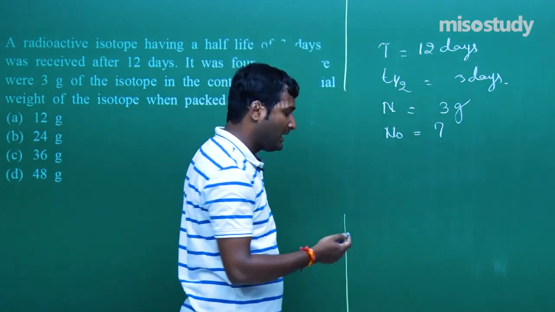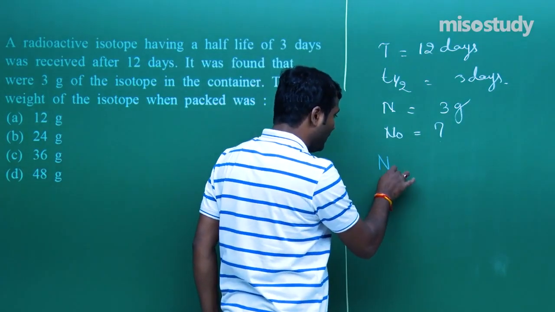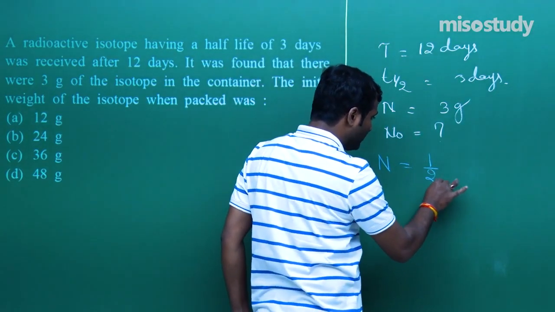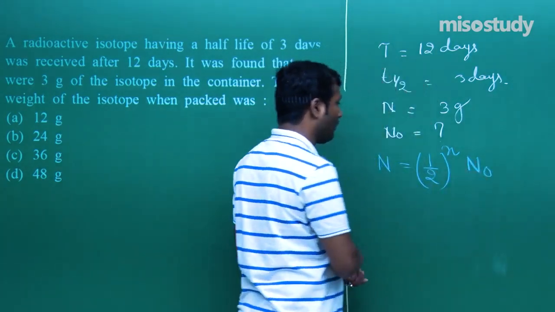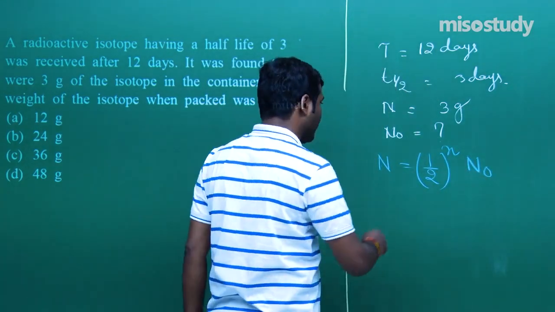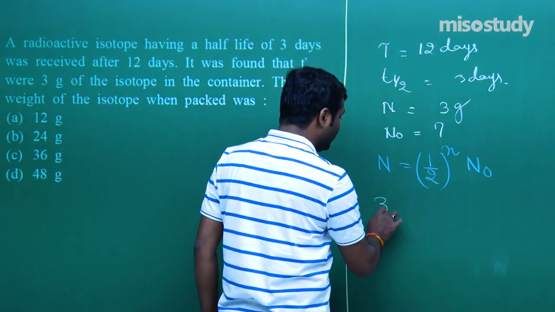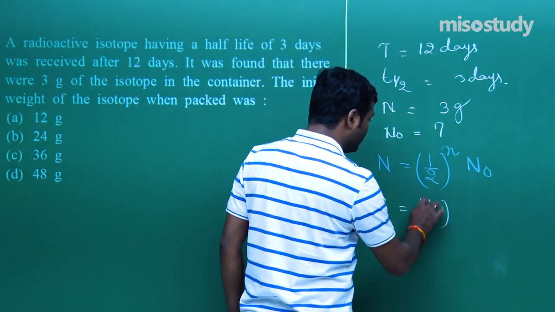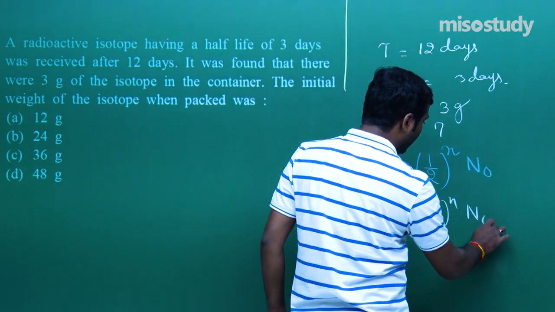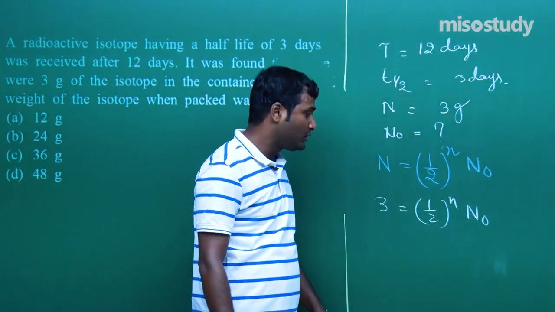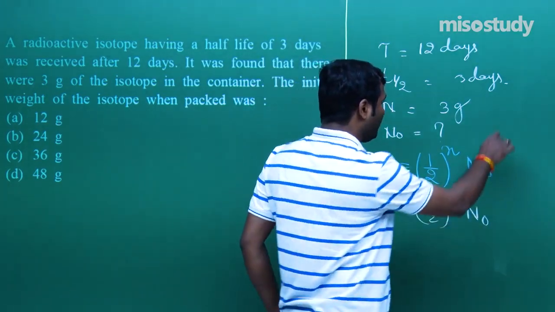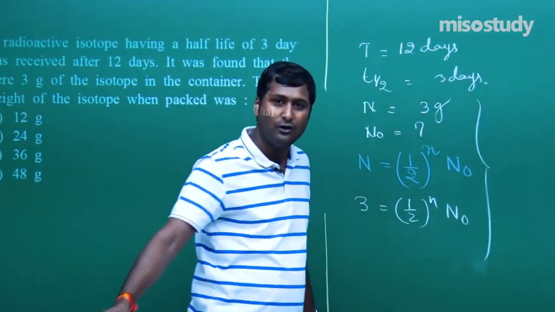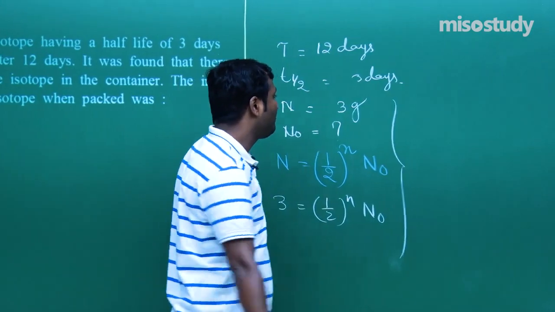Then tell me the relation. As we know, N is equal to 1 by 2 to the power n into N naught. Am I right? Yes, sir. So put their value 3, 1 by 2 to the power n into N naught. Now the question here, we do not know the value of n. And now how to find the value of n? This is the question.